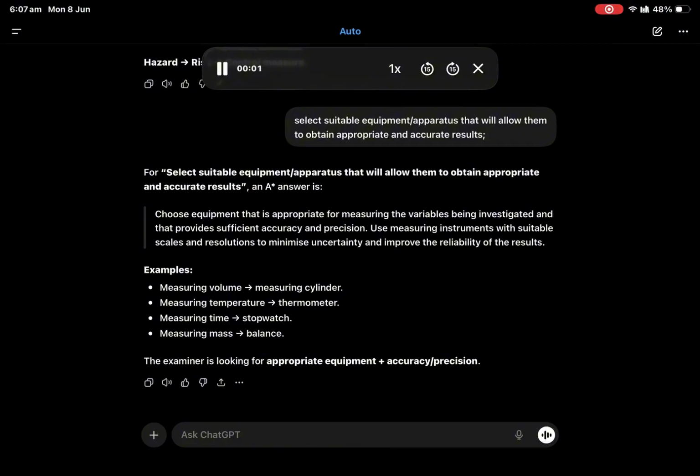For select suitable equipment or apparatus that will allow them to obtain appropriate and accurate results, an A-star answer is: "Choose equipment that is appropriate for measuring the variables being investigated and that provides sufficient accuracy and precision. Use measuring instruments with suitable scales and resolutions to minimize uncertainty and improve the reliability of the results." Examples: measuring volume, measuring cylinder; measuring temperature, thermometer; measuring time, stopwatch; measuring mass, balance. The examiner is looking for appropriate equipment plus accuracy and precision.